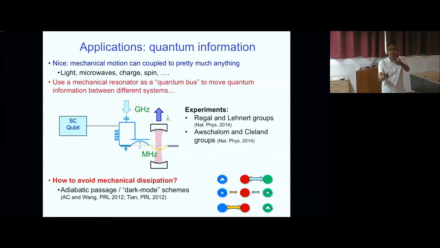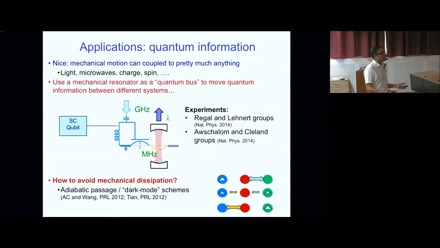There are experiments in Chicago from David Oshlom and Andrew Cleland. And there's some fun things to think about here, even from a theory point of view. So one of the things that we've been looking at is, can we use a mechanical resonator to move photons from one kind of cavity to another? Can we do that without actually having to put the photons, the excitations, ever in the mechanics?